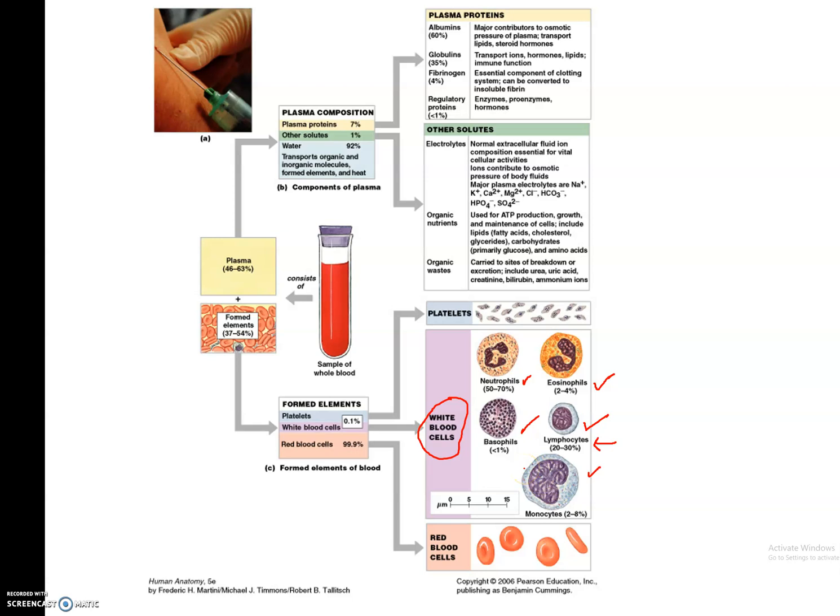In the lecture exam, you guys are going to be identifying their function, okay? Which ones are phagocytes? Which ones are elevated in, let's say, a parasitic infection? And then, of course, we have our erythrocytes, which are the red blood cells. Those are always erythrocytes. So this slide's going to be important for both the lecture and lab exam.